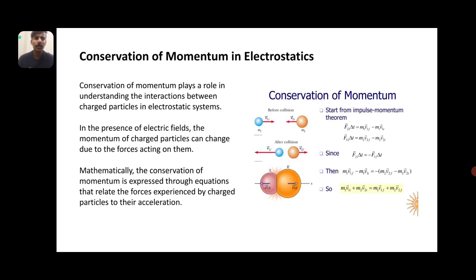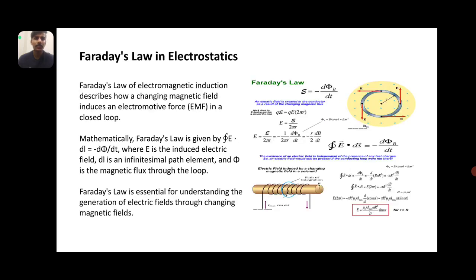Conservation of momentum in electrostatics. Conservation of momentum plays a role in understanding the interactions between charged particles in an electrostatic system. In the presence of electric fields, the momentum of charged particles can change due to the force acting on them. Mathematically, the conservation of momentum is expressed through equations that relate the forces experienced by charged particles to their acceleration.